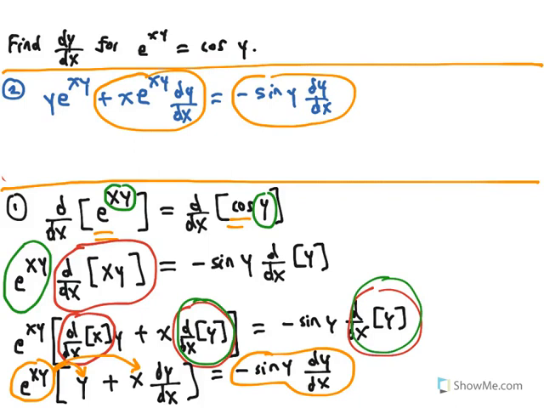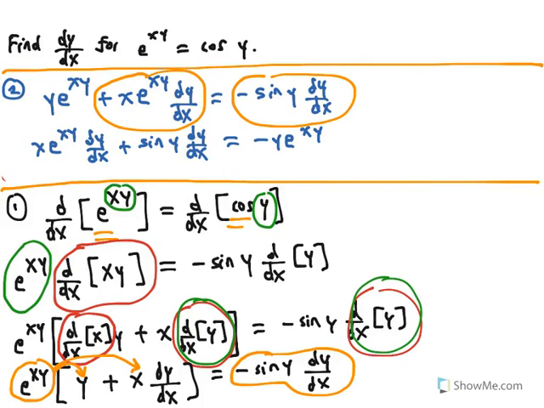So when I do that, I will have x e to the xy dy dx plus sine y dy dx, and that would be equal to negative y e to the xy. So I have achieved my goal of moving all terms that have dy dx to the left side of the equation.